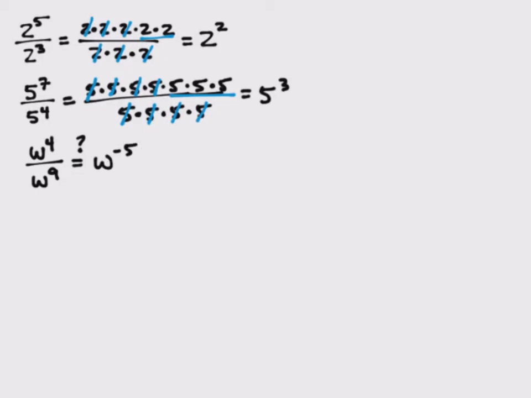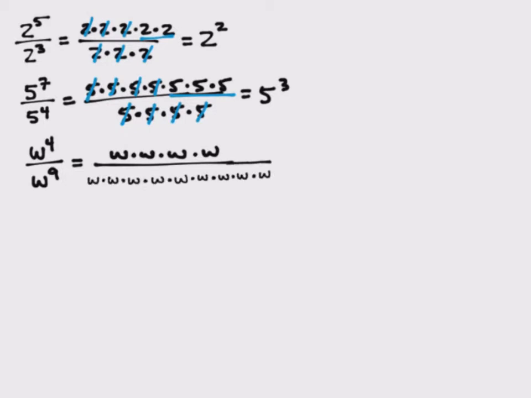All right, let's see what happens. Well, w to the 4th is w times w times w times w. And w to the 9th is w multiplied by itself 9 times. All right, I think we're ready to do some simplifying. I think this w cancels out with that one, this w cancels out with that one, this w cancels out with that one, this w cancels out with that one. And we're left with a fraction where our numerator is just going to be 1 and our denominator will be w to the 5th power. Well, 1 over w to the 5th power is the exact same thing as w to the negative 5th power.